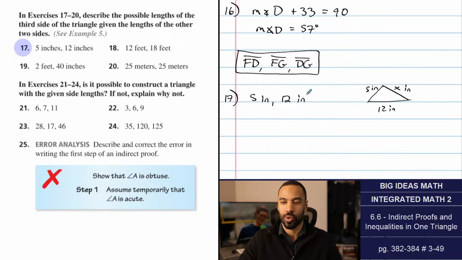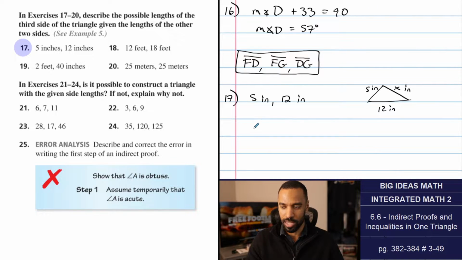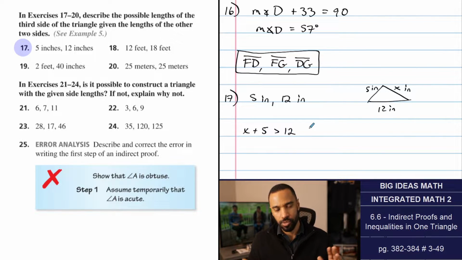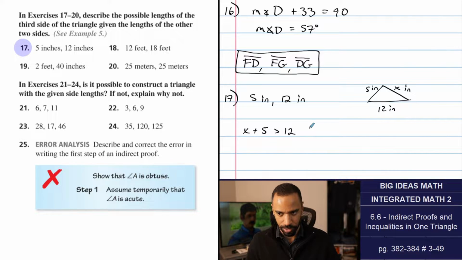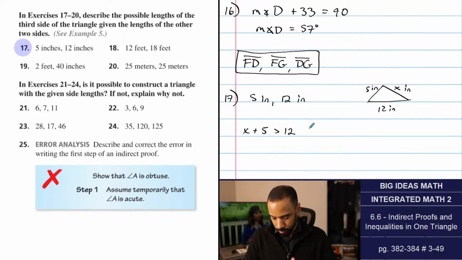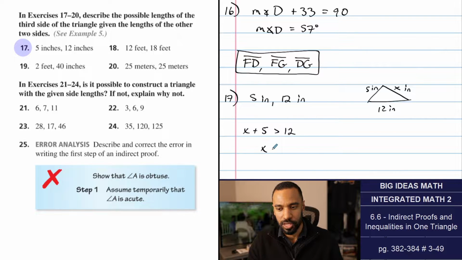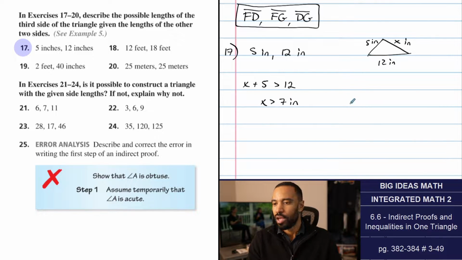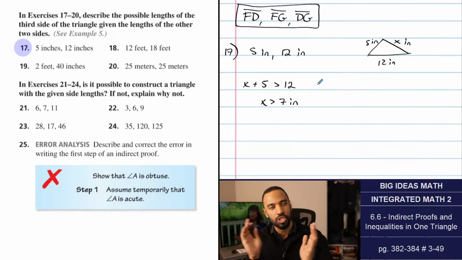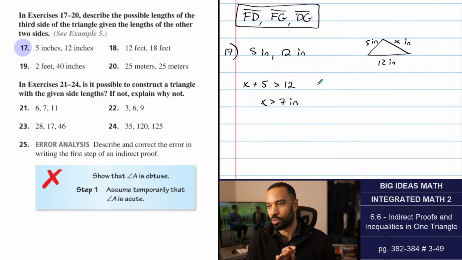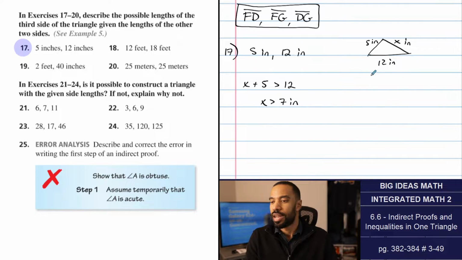We're going to use the triangle inequality theorem, and what we state here is that X plus 5 has to be greater than 12. The two sides of a triangle must add to be greater than the third side. If I subtract 5 from both sides, you'll see that X has to be greater than 7 inches. Any smaller and you couldn't make a triangle out of it. Even 7, 7's not enough.